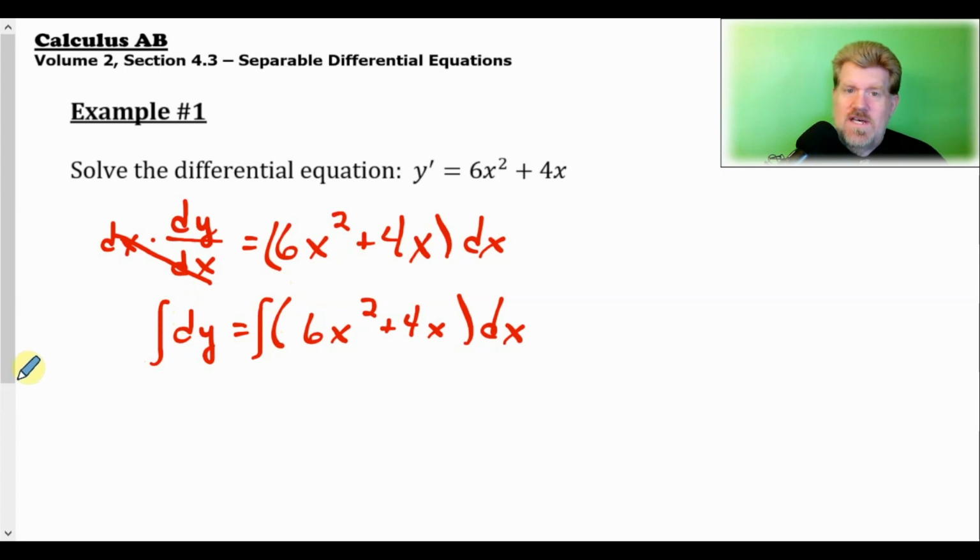Keep the y's on one side, keep the x's on the other, then we can integrate them, as long as we have these differentials, dy and dx. Now there's no function here. It's just dy, so we assume the function is 1. What would give us a derivative of dy? Well, the antiderivative of dy is y. Okay. The antiderivative of 6x squared plus 4x.